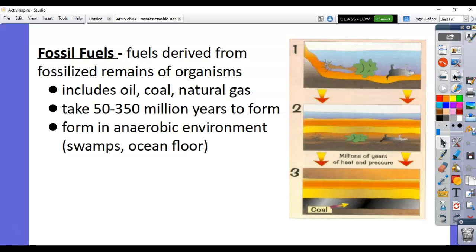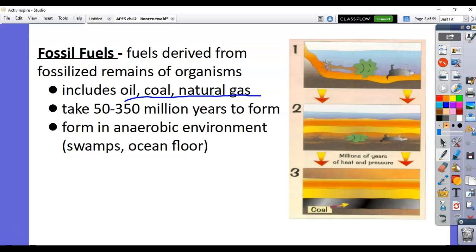All right, so fossil fuels, we've talked a lot about these. They come from fossilized remains of organisms. They include 3 different types that we're going to talk about that you want to write down: oil, coal, and natural gas. Millions of years to form. This is why they're non-renewable, because they take a really long time.